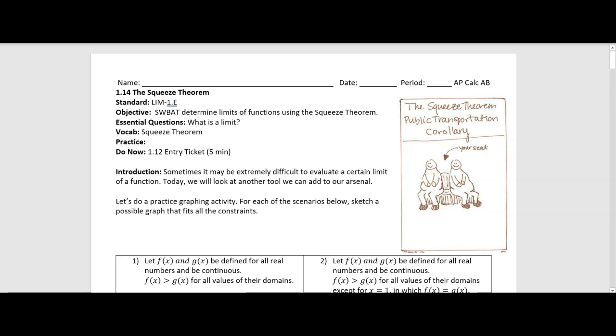Hello everyone, Mr. Fawcett here, and today we are going to talk about a concept called the squeeze theorem. Now, this isn't something that you're going to use on a regular basis in an AP Calculus class.